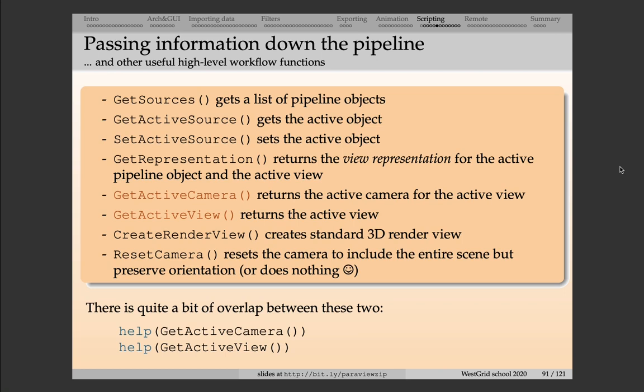There are many functions in ParaView Python that let you pass information down the pipeline browser and then use that information for visualization. So these are some of the functions that I use all the time. getActiveCamera returns the active camera for the current view, and getActiveView returns the active view. These are quite similar to each other, but there are some differences between them, so we're just going to play with these in the next few slides.